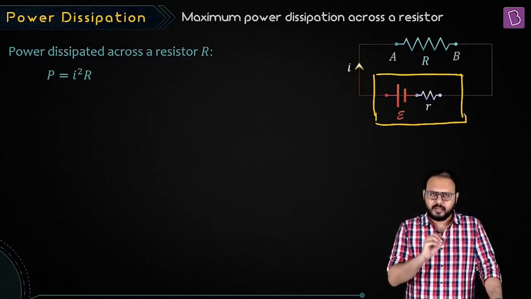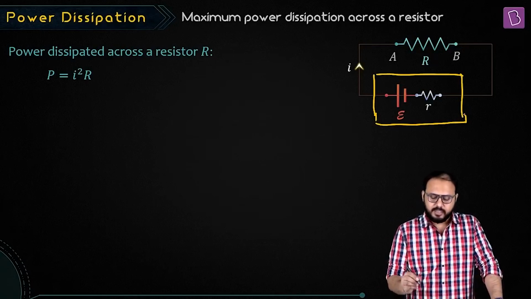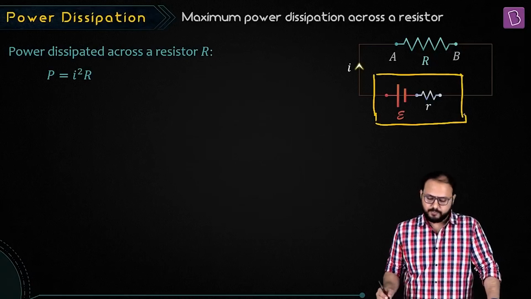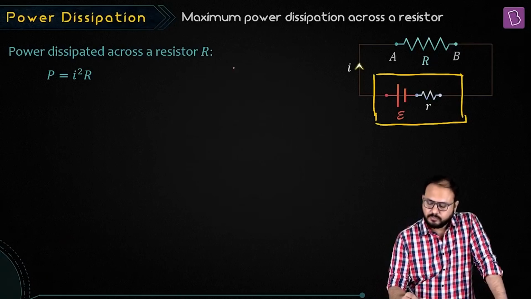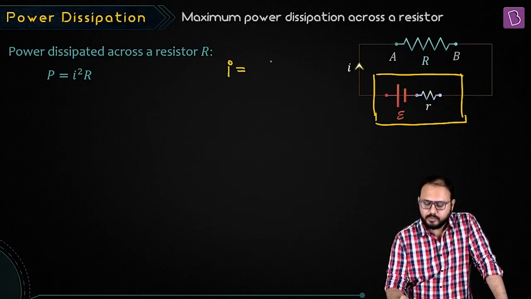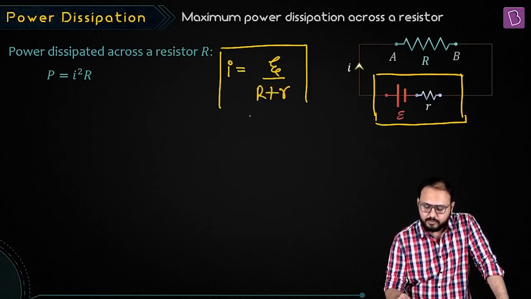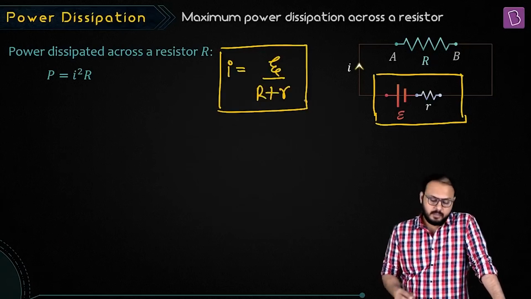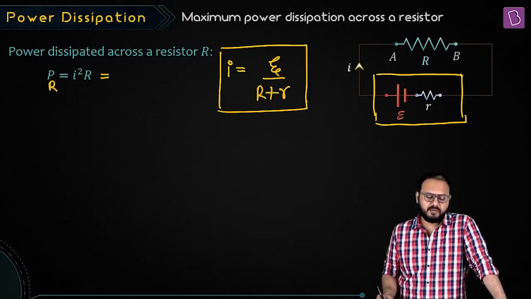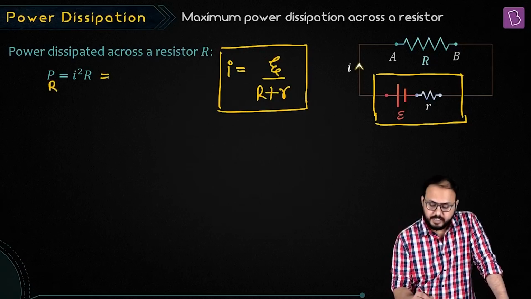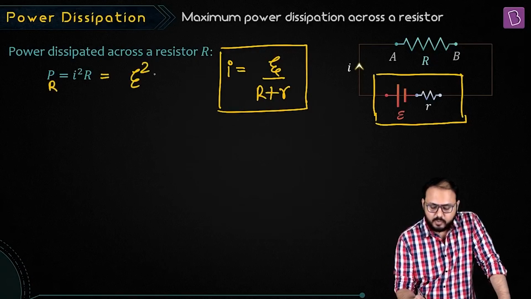I square R. Now, I'm interested in something. If you ask me, I can find everything out. What is I equal to? I is equal to E by R plus r. Do you agree with this or not? So P_R, the power across capital R resistance, is equal to E square capital R upon R plus r whole square. Check it.